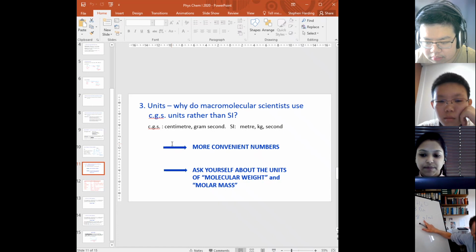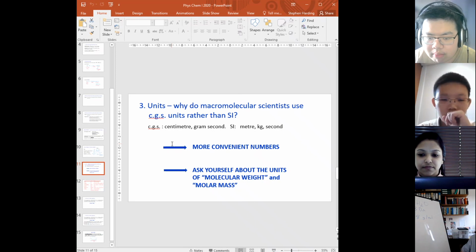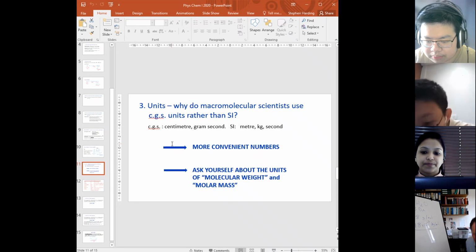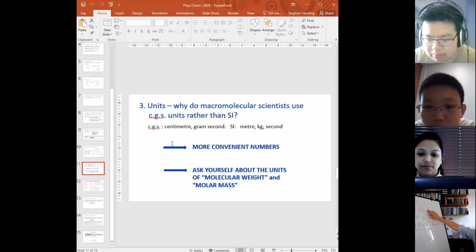It should be kilogram. So the molar mass of water in SI units is actually 18 times 10 to the minus 3 kilogram per mole. All right, so that's not numerically equivalent to the molecular weight or molecular mass in Daltons.